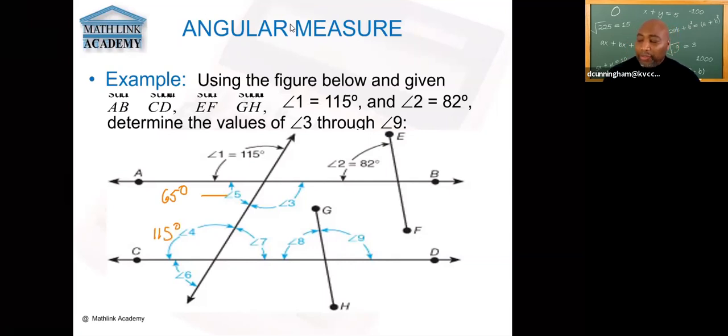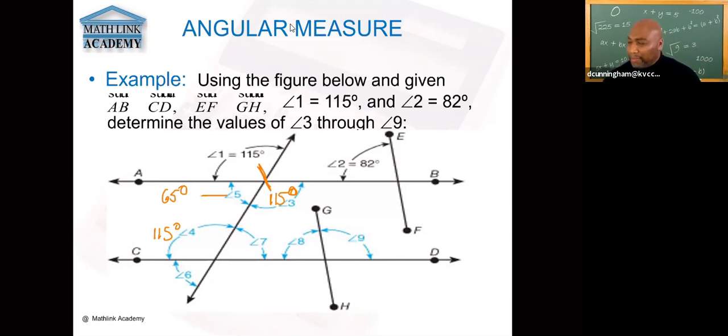Let's go 3, angle 7, and angle 6. Let's start with angle 3. Angle 3 will also equal, who can tell me? Right, 115 degrees. And there's many different ways. It's because they're vertical angles. Remember, vertical angles are equal, they're opposite to each other at that vertex.